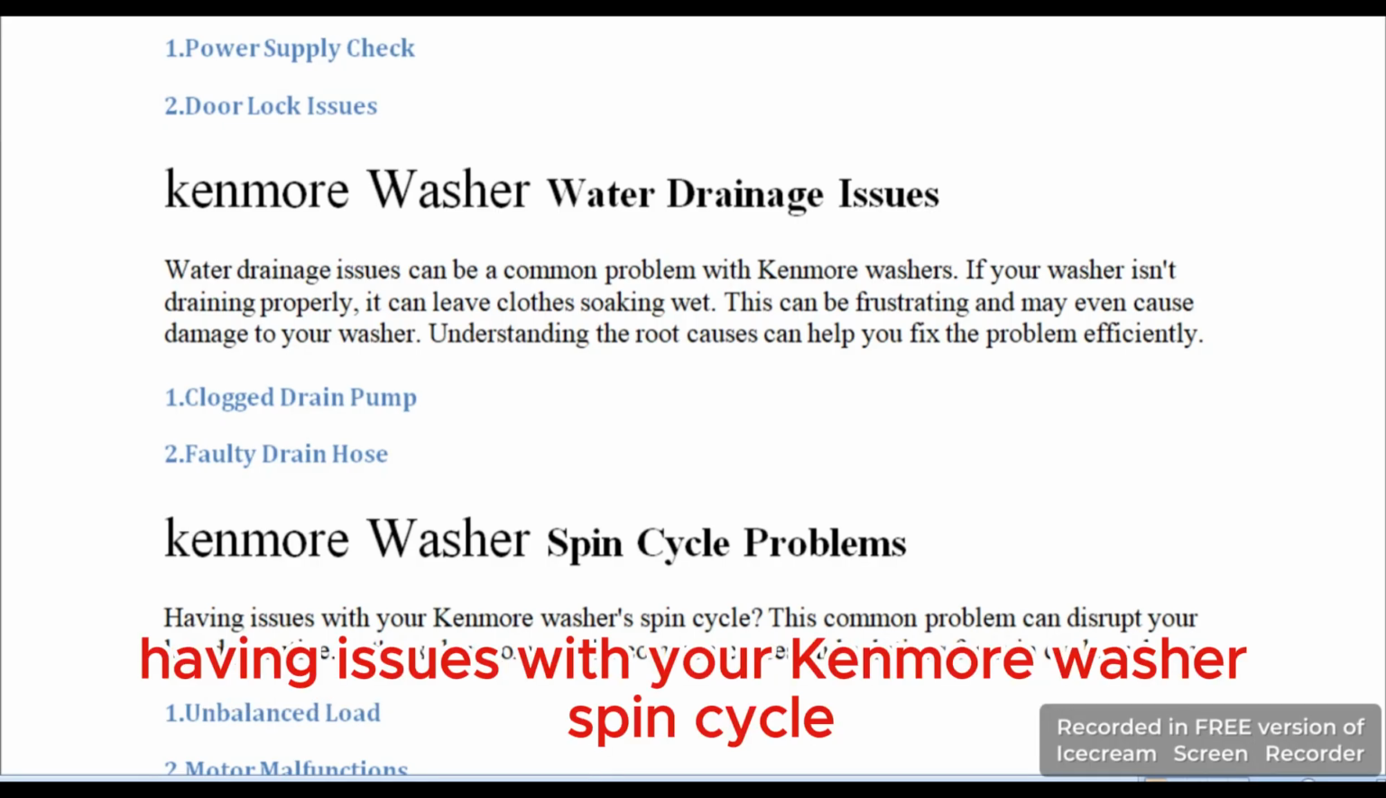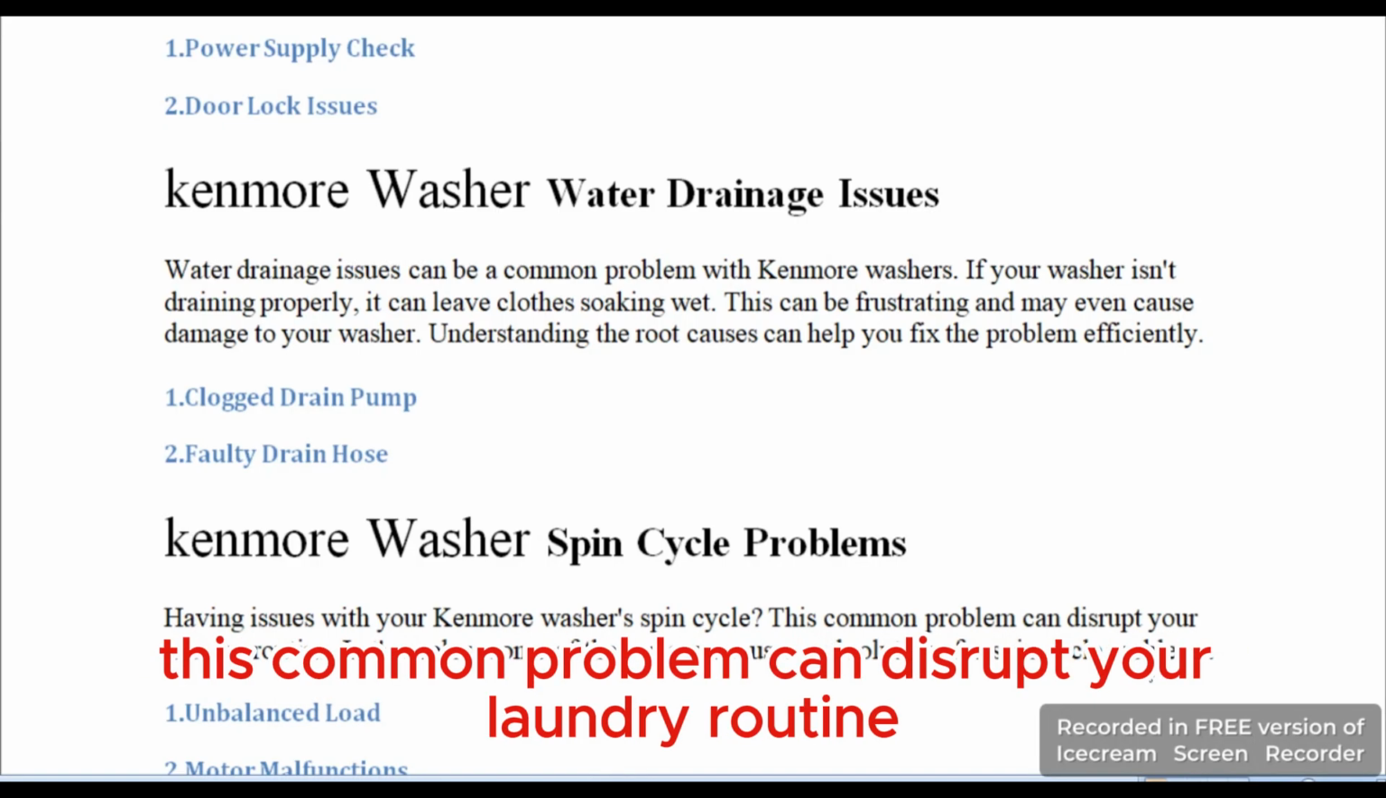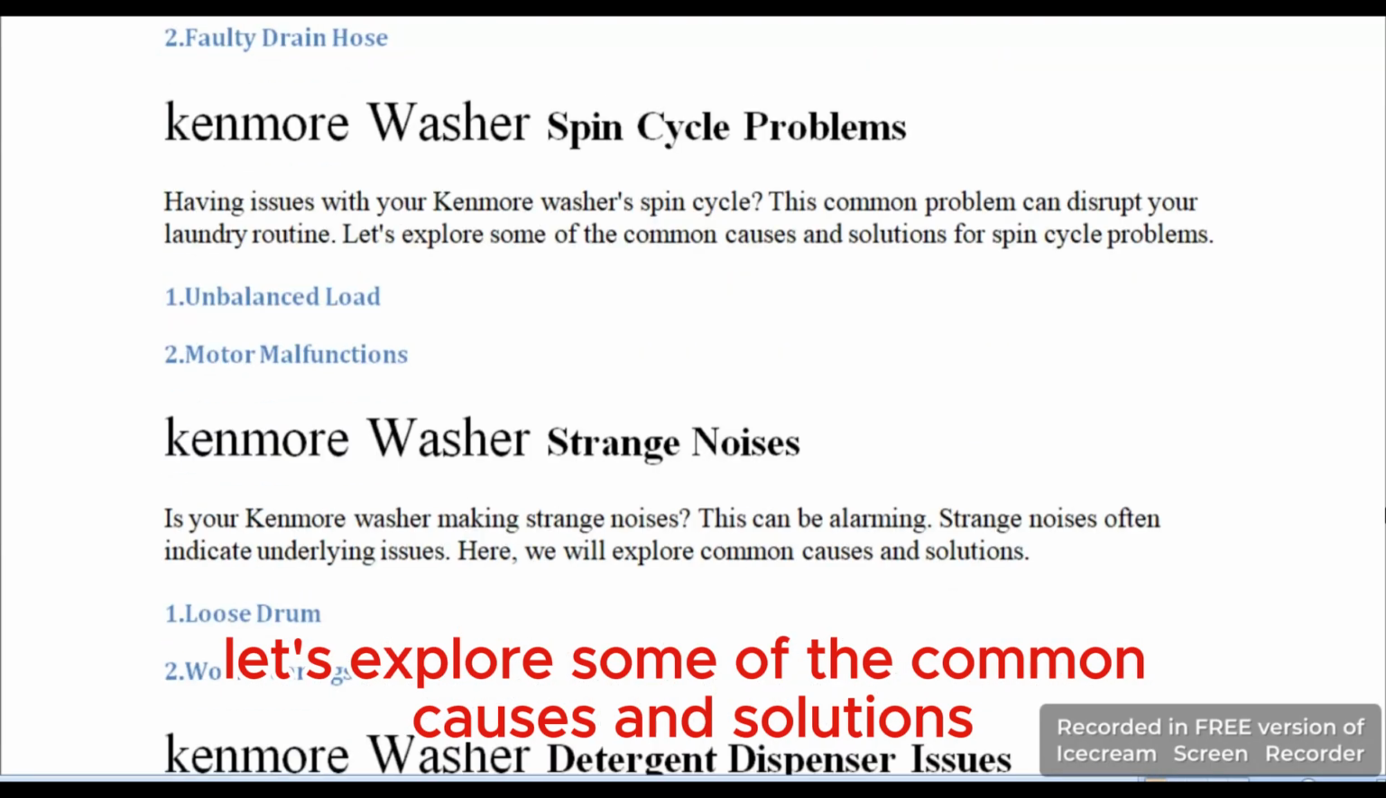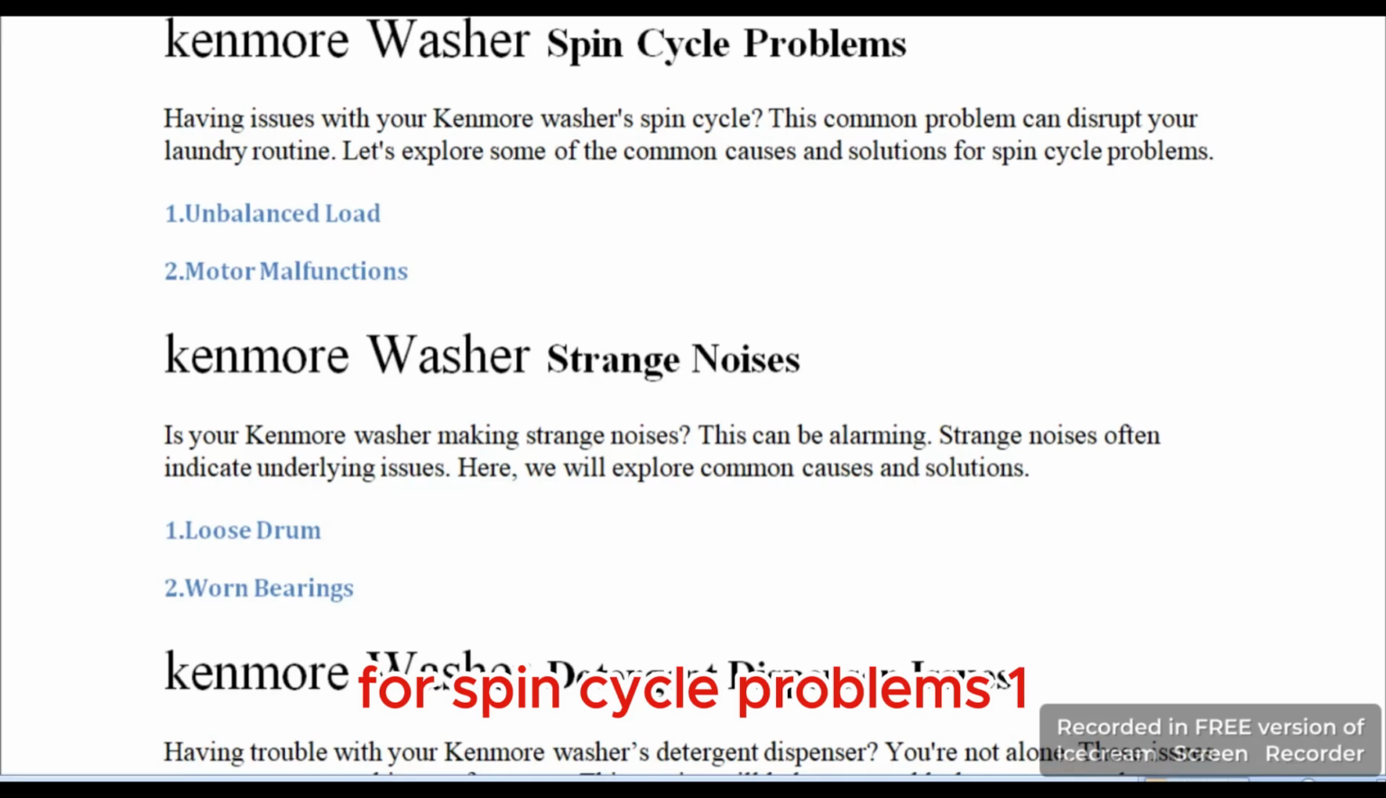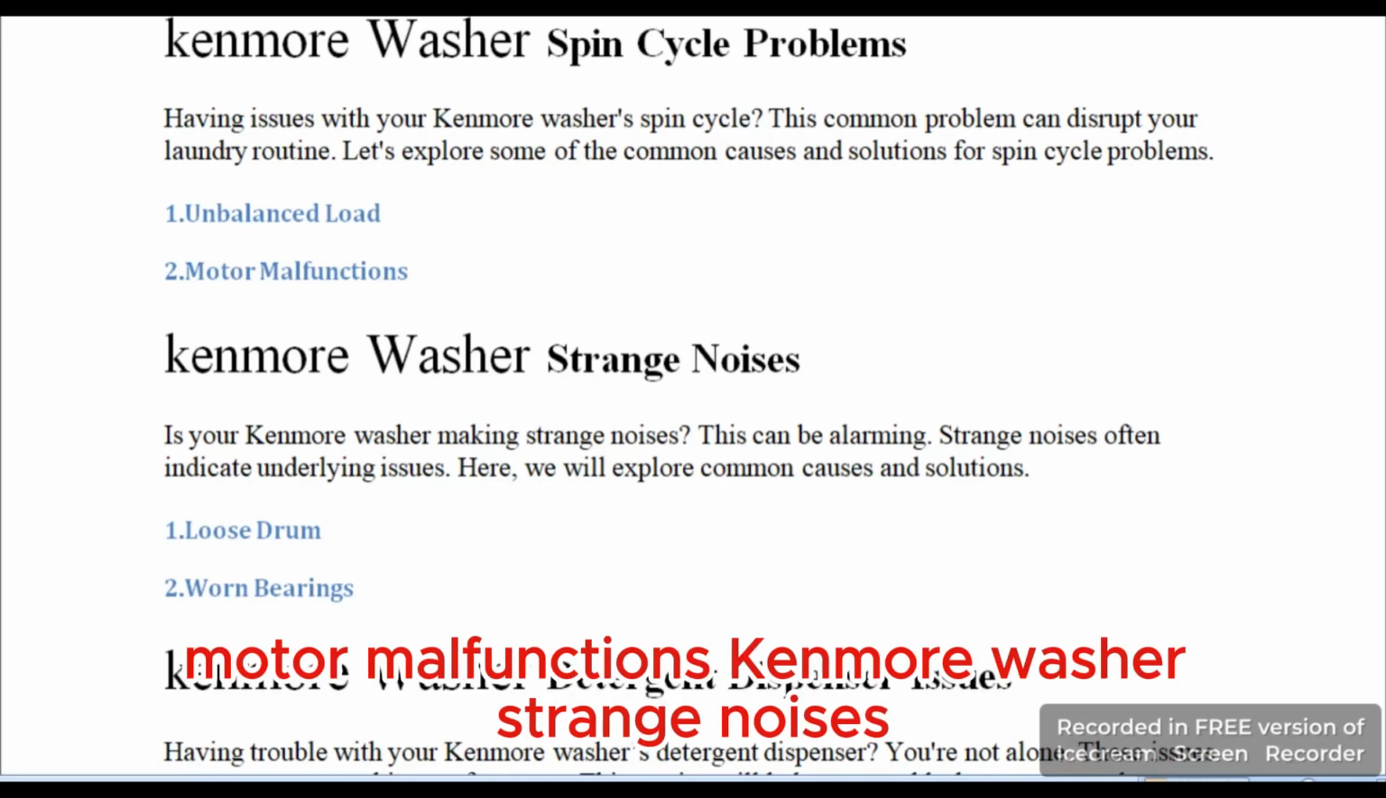Kenmore washer spin cycle problems. Having issues with your Kenmore washer spin cycle? This common problem can disrupt your laundry routine. Let's explore some of the common causes and solutions for spin cycle problems. 1. Unbalanced load. 2. Motor malfunctions.